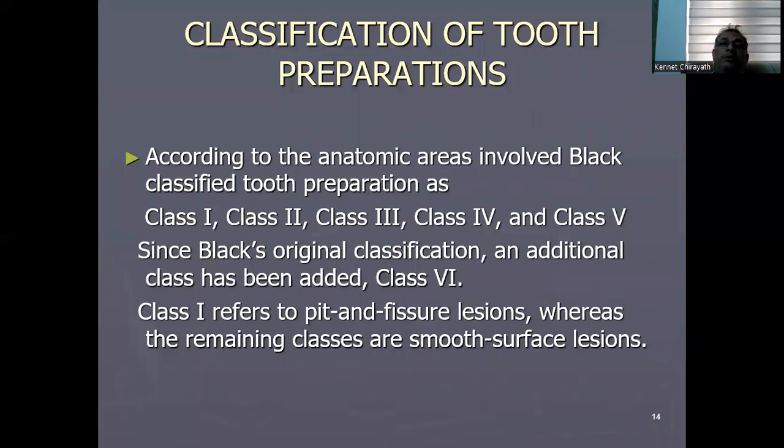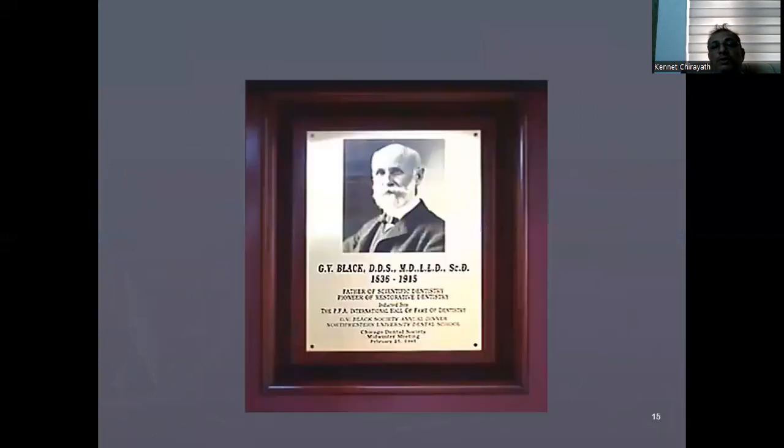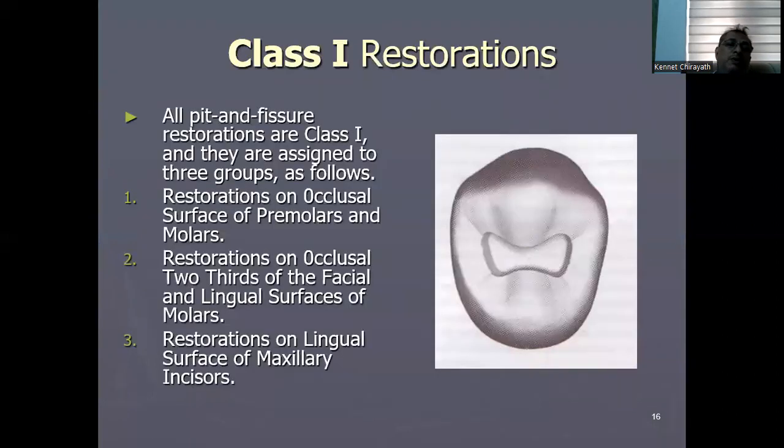Okay, now comes the classification of tooth preparation. The classification was introduced by G.V. Black. There are class 1, class 2, class 3, class 4, and class 5 cavities. And recently we added the class 6 cavities. Okay, now we go into the class 1 cavity.